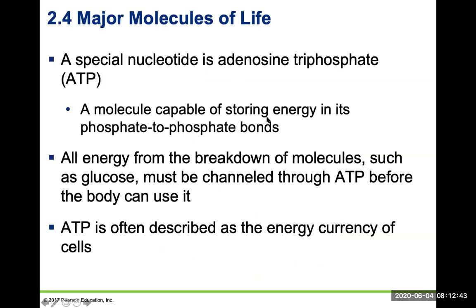The special nucleotide is ATP, adenosine triphosphate, and this molecule is very important. You'll hear about it a lot in this course. It stores energy in its phosphate to phosphate bonds. So all energy from the breakdown of molecules such as glucose must be channeled through ATP before the body can use it. And ATP is often described as the energy currency of the cells. So ATP is just how our cells do everything they need to. They use the energy currency of ATP.